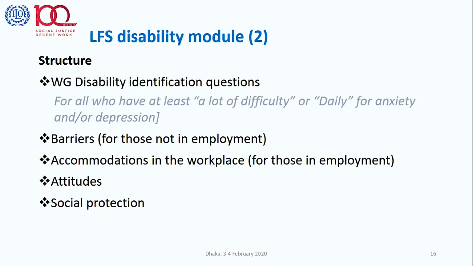Yeah, okay, the presentation is available. But basically what we are suggesting is, in addition to including the Washington Group disability question, that information needs to be collected on the barriers persons face in the labor market, about the accommodation at the workplace, about the attitudes at the workplace, and about the two questions about social protection.